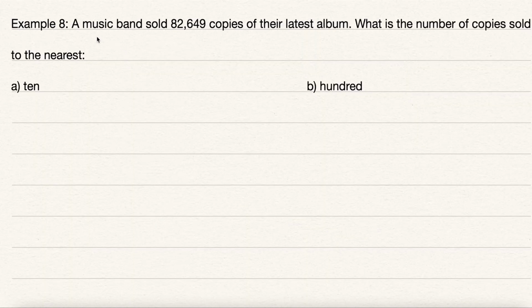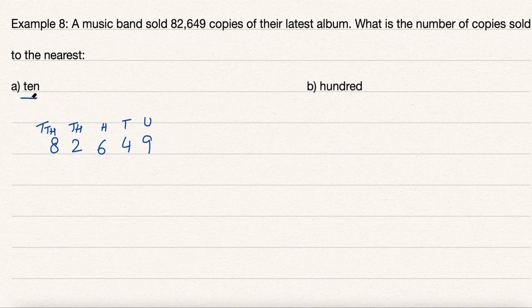Let's look at a word problem. A music band sold 82,649 copies of their latest album. Now you need to find out the number of copies sold to the nearest 10 and to the nearest 100. So let's do these one by one. The number of copies that were sold were these. So write it 82,649 and mark place values. This is unit, 10, 100, 1000 and 10,000.